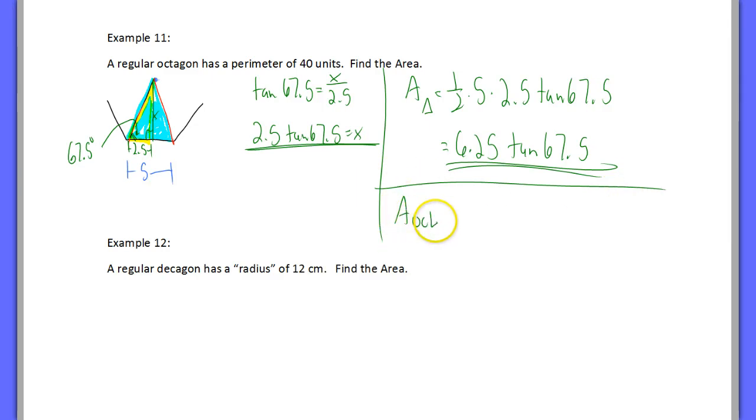We want the area of the entire octagon. There are 8 turquoise triangles inside of this octagon that are all congruent, so we'll multiply 8 times that area. If you take 8 times 6.25, you get 50. So the exact area of the octagon would be this, 50 times the tangent of 67.5. And at this point, I'll go to the calculator to get an approximate answer. And that's going to be about 120.71.